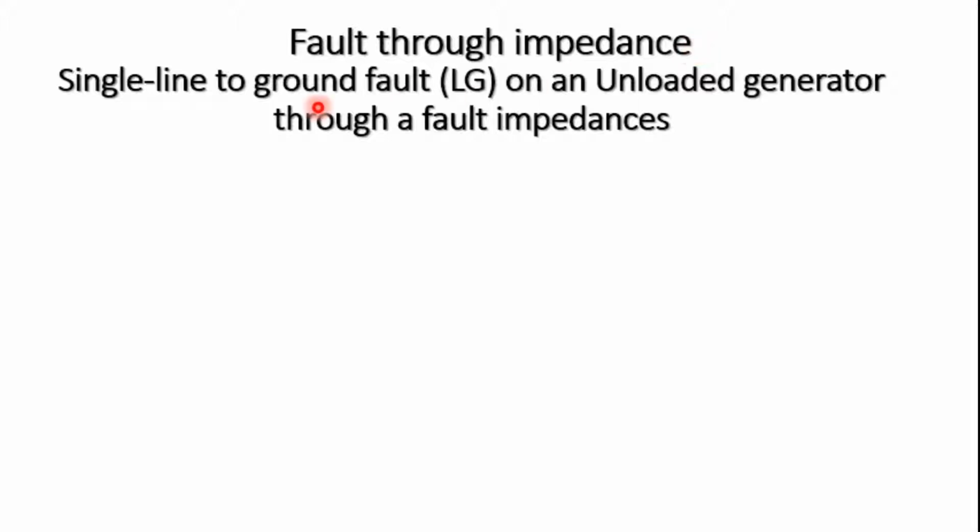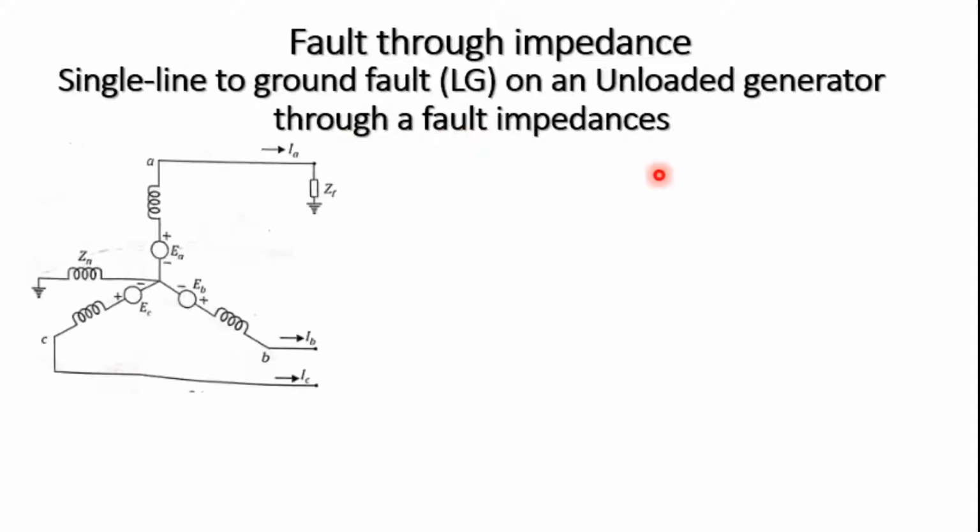So let us consider the first fault, that is a single line to ground fault on an unloaded generator through a fault impedance. There is a single line to ground fault on phase A and there is a neutral impedance having the ZL value. Then there is a fault impedance which we are considering, that is ZF, between the line and ground. Earlier we were not considering this. Now the fault is happening across phase A through a fault impedance.